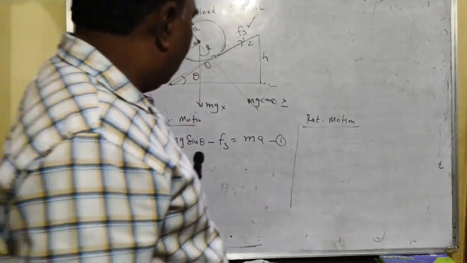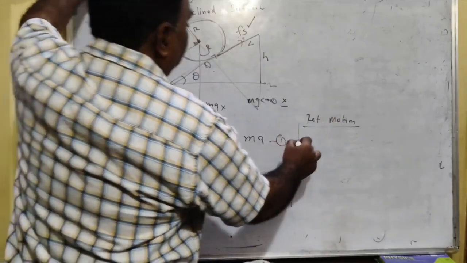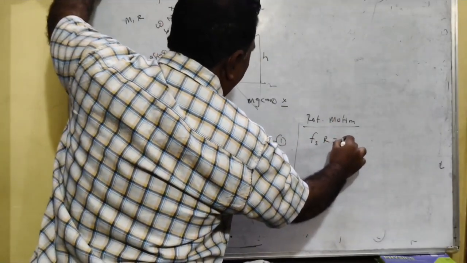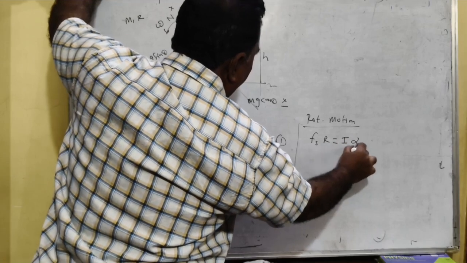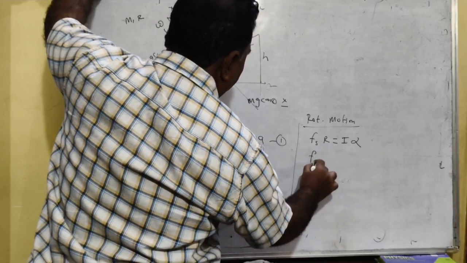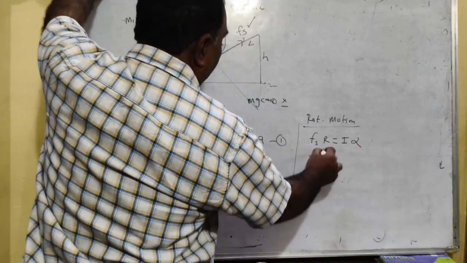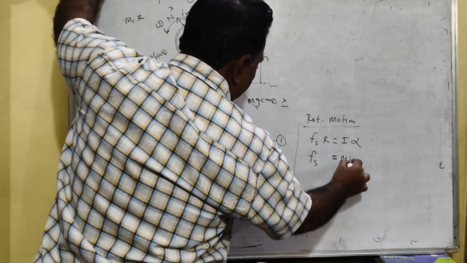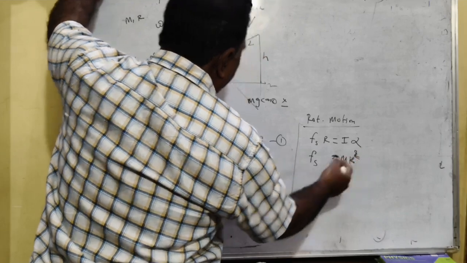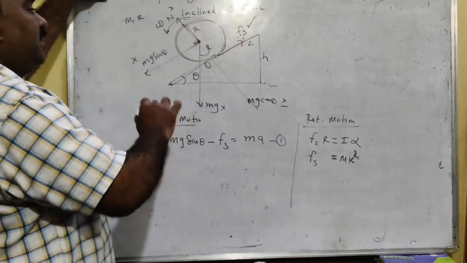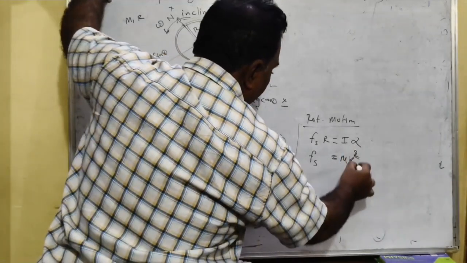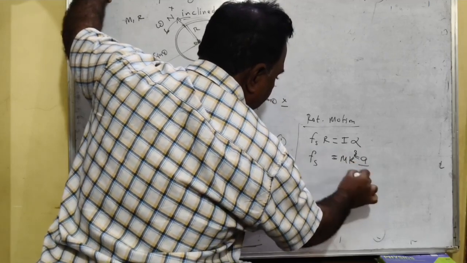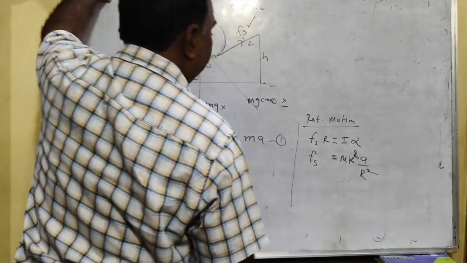So, considering only the rotatory motion, frictional force into r is equal to I alpha. Therefore, frictional force into r, or take that side, I means m k square. Why? Because k is the radius of gyration, which is different for different shaped bodies. Alpha is a by r, and again r, so taking a by r square.